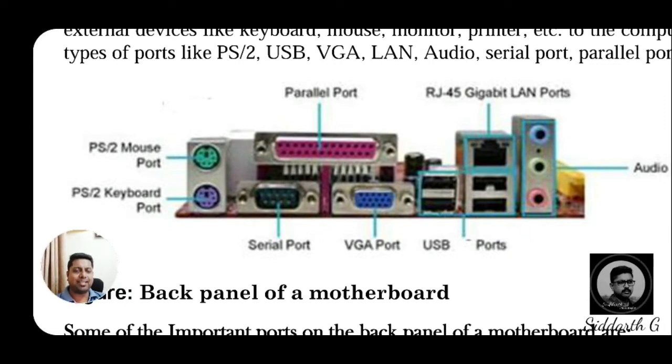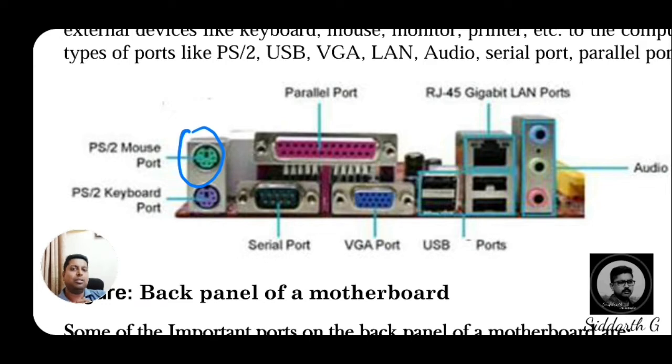If you are observing the first one, PS2 mouse port, a green-like structure, dear students. If you are able to see on your screen, this is a particular IO port, an input port, used to connect a mouse to the motherboard. On the back side of the CPU, you can observe that green color port. This is used to connect a mouse to the motherboard.